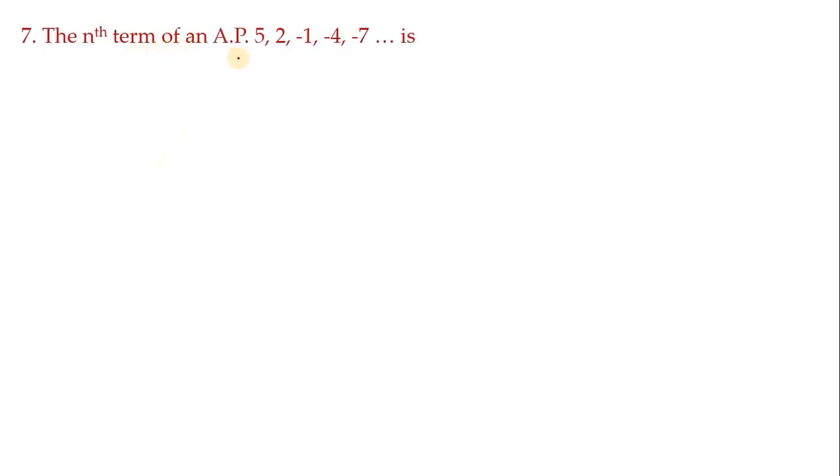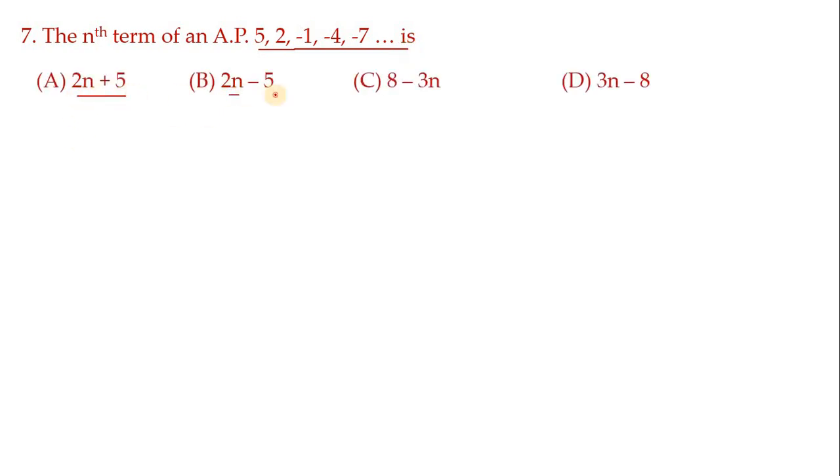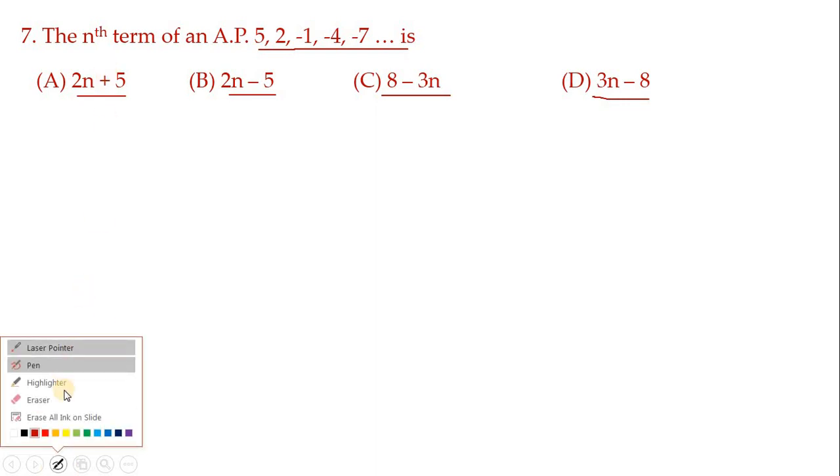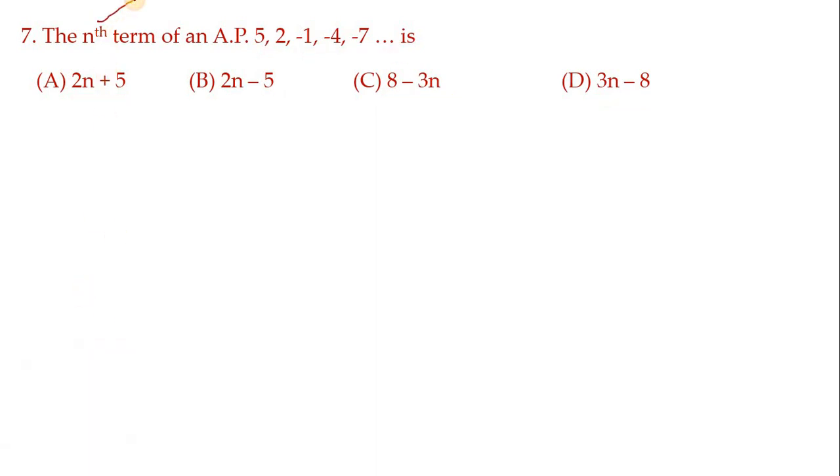The nth term of the AP 5, 2, minus 1, minus 4, minus 7 is. Options are 2n plus 5, 2n minus 5, 8 minus 3n, 3n minus 8. So what do we have to find here? The nth term, means an we have to find. So for that, here these are the terms of the given AP. In that, first let us find the A value and D value, isn't it? So first let us do that work.